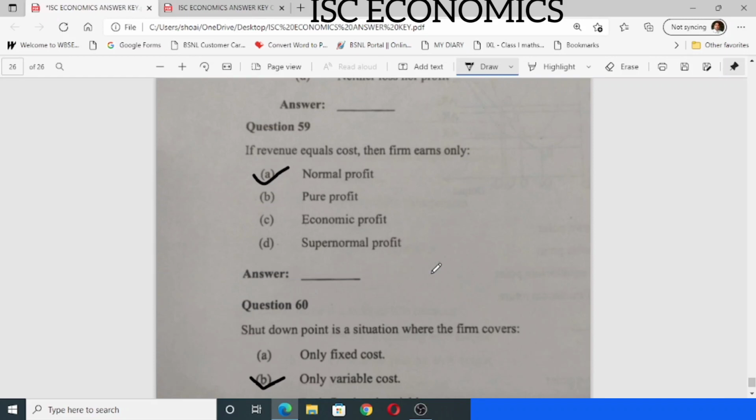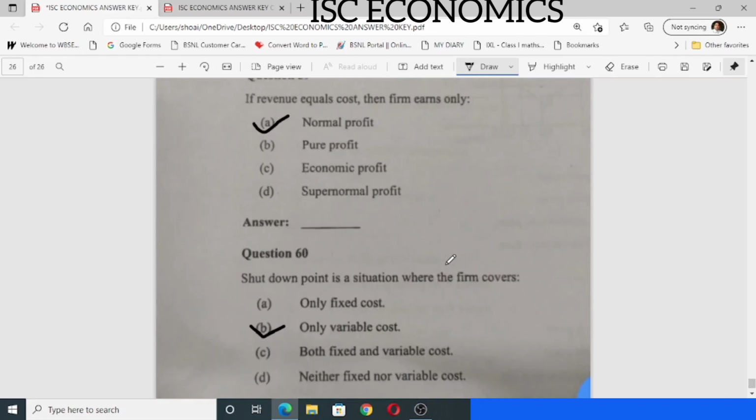59. The answer is A. Normal profit. 60. The answer is B. Only variable cost.